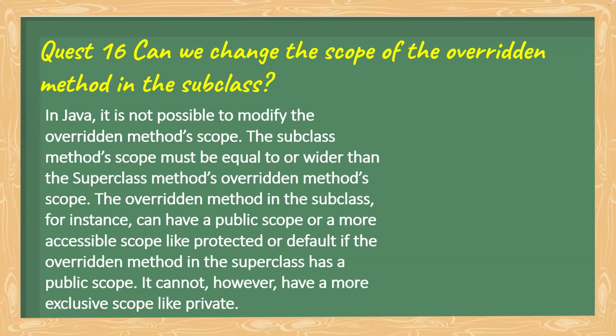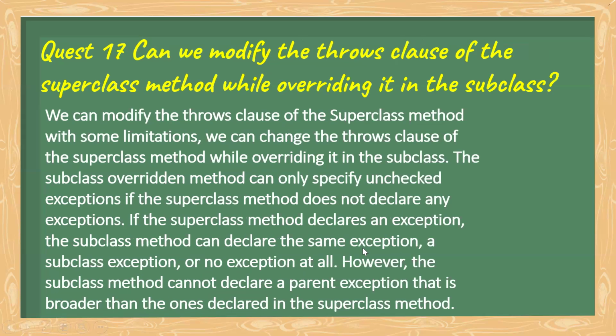So can we change the scope of an overridden method in a subclass? It is not possible to narrow the overridden method's scope. The subclass method scope must be equal to or wider than the overridden method scope. The overridden method in the subclass, for instance, can have a public scope or a more accessible scope like protected or default. If the overridden method in the superclass has a public scope, the subclass cannot, however, have a more restrictive scope like private. Okay.